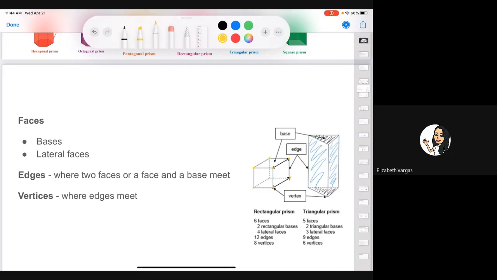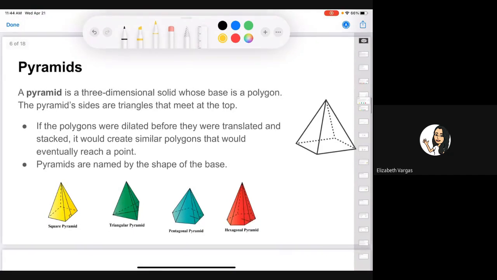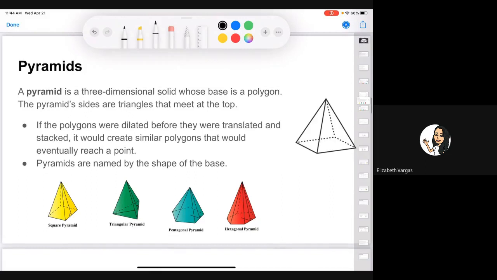No? Okay. Now we're going to look at pyramids. Okay, a pyramid is a three-dimensional solid whose base is a polygon. The pyramid sides are triangles that meet at the top. So a little bit different from prisms, actually a lot different. Our base is still going to be a polygon, so this would be the base. Well, its sides are going to be triangles. So these different sides are triangles, and that's what makes a pyramid. So our sides are triangles, and then our base will be that polygon.